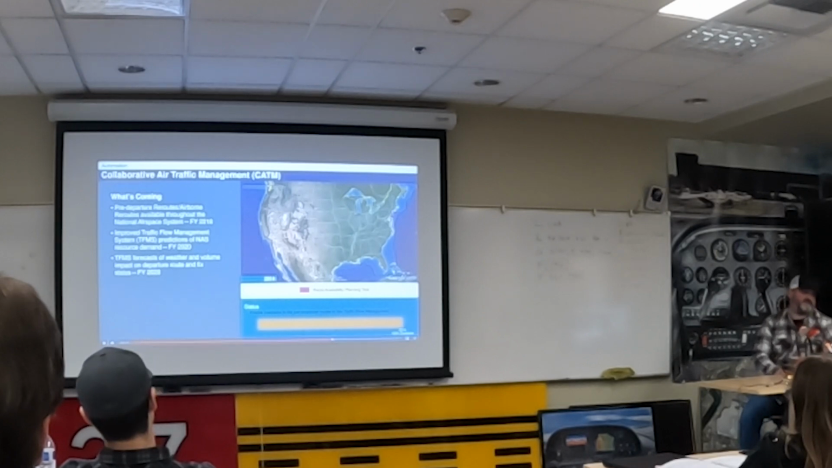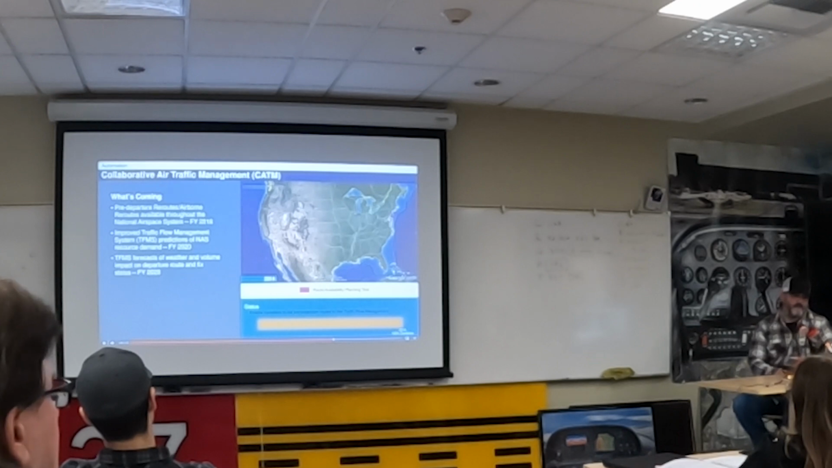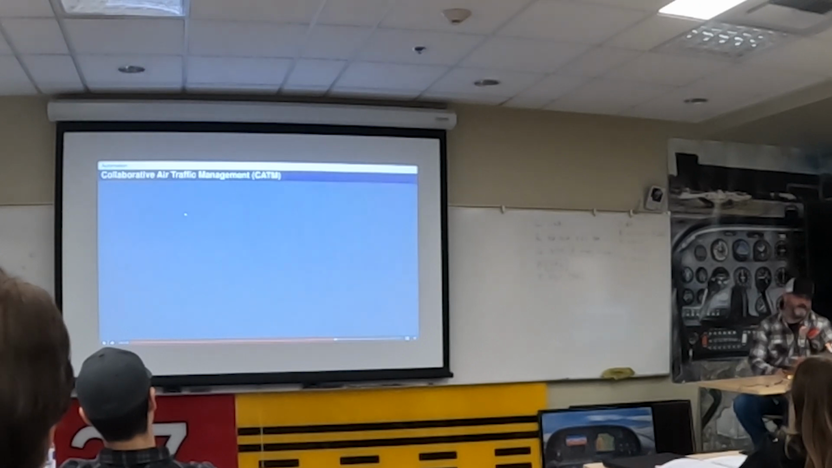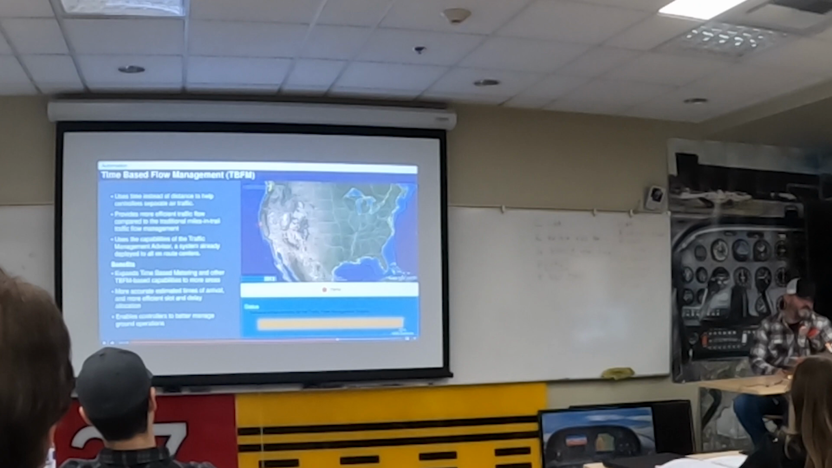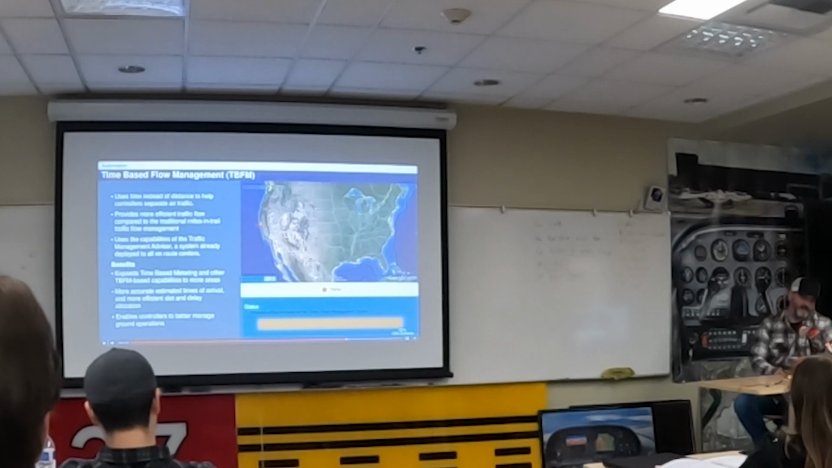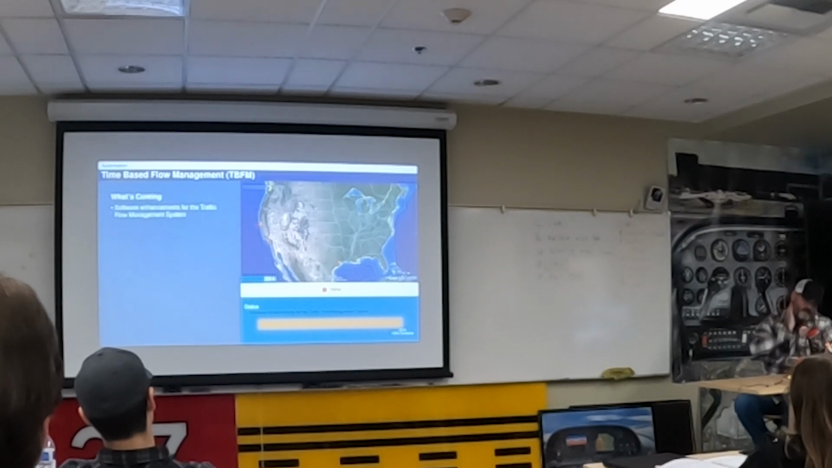This is a big one of the system. It provides reroutes, airborne reroutes around weather. Another big one, estimated times of arrival, more efficient slot delays. Again, this was their goal.